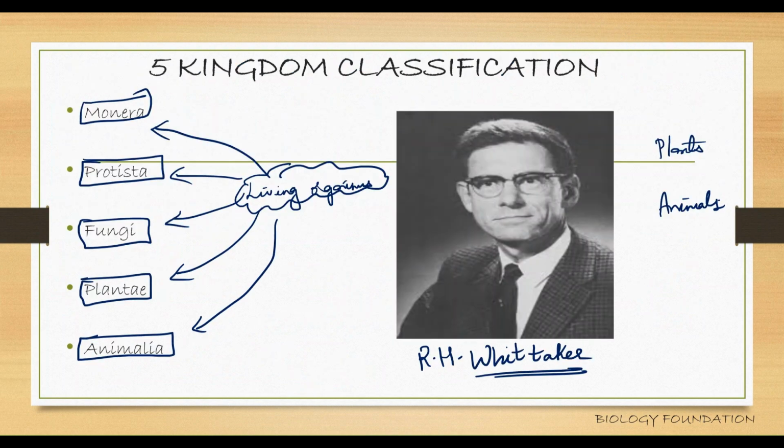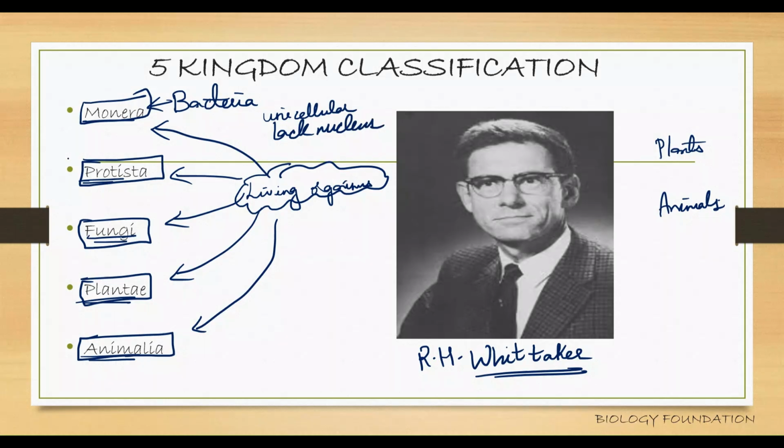So, what are the five kingdoms of R.H. Whittaker? Monera, Protista, Fungi, Plantae, Animalia. Any kind of bacteria is kept under Monera. Why did he create a specific kingdom for bacteria? Because it shows some unique characteristics. What are they? They are unicellular organisms and they lack a nucleus. Hence, they are kept under a separate kingdom, that is Monera.